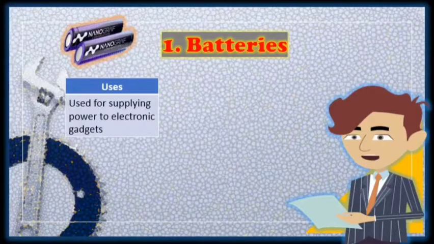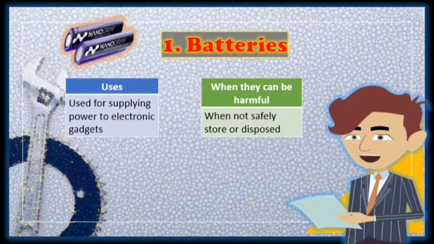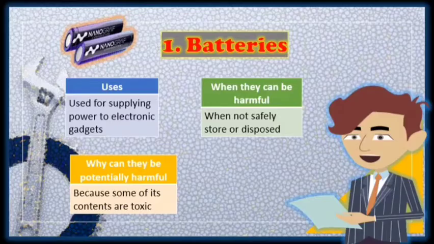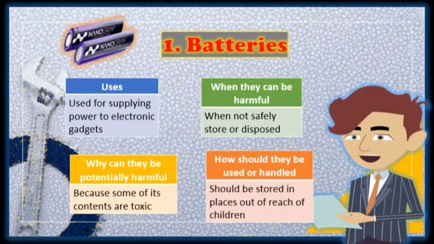Its uses: batteries are used for supplying power to electronic gadgets. When can they be harmful? They can be harmful when not safely stored or disposed of. Why can they be potentially harmful? Batteries are potentially harmful because some of their contents are toxic. Then how should they be used or handled? Batteries should be stored in places out of reach of children.